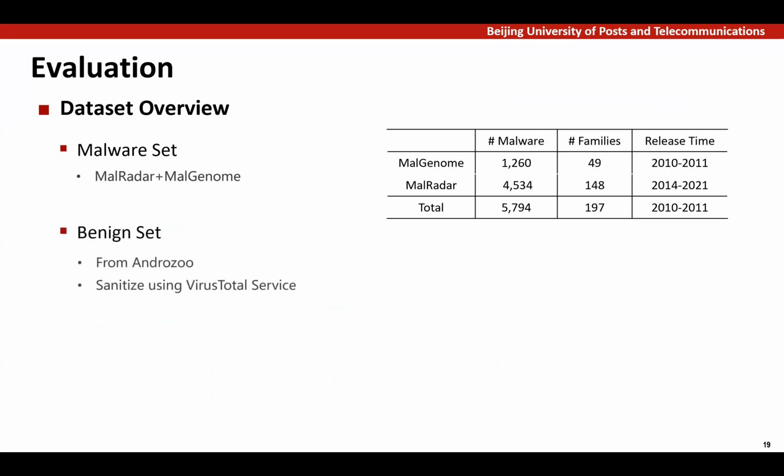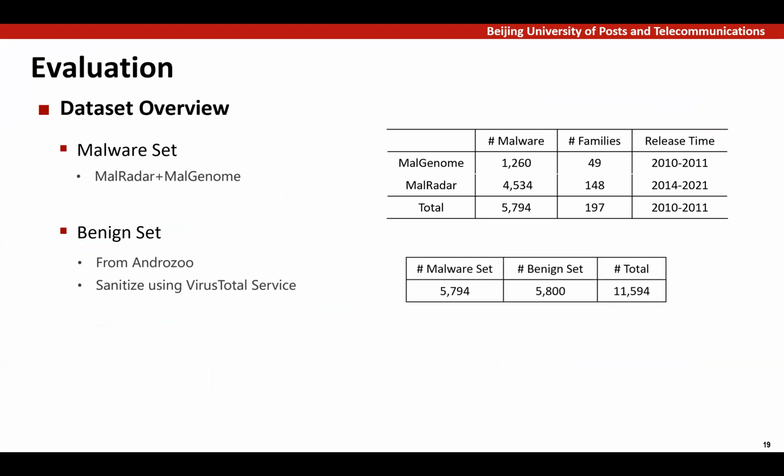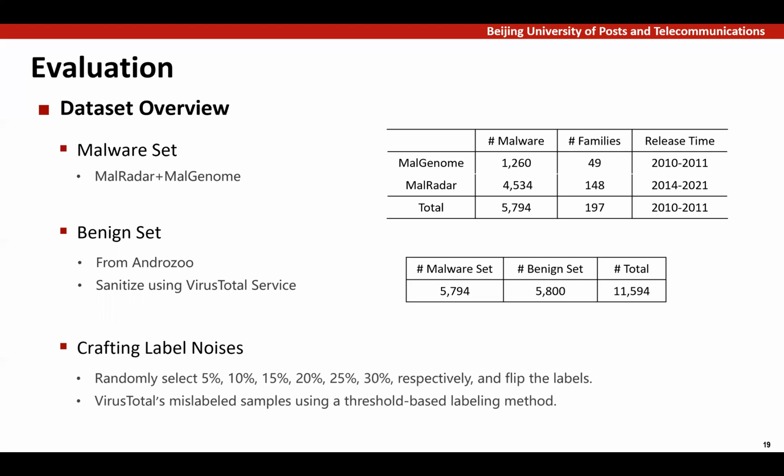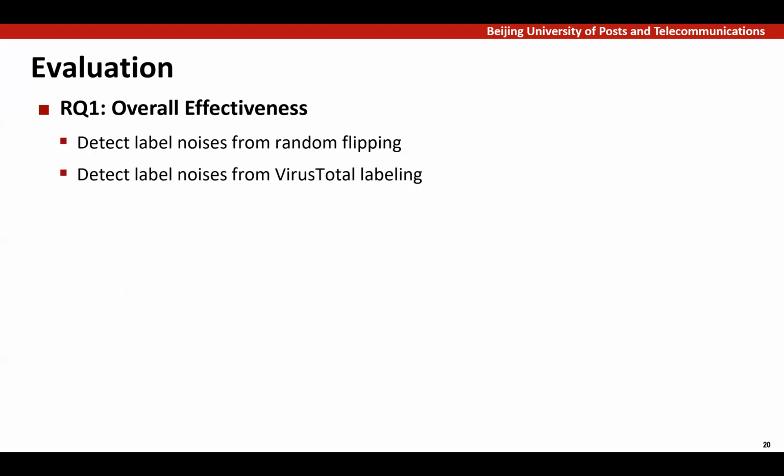Besides, we collect benign apps from AndroZoo and sanitize the benign dataset using VirusTotal scan results. We keep the number of benign apps comparable to the number of malicious apps, resulting in a total of over 11,000 samples. To examine MalWhiteout's capability on detecting label noise, we create some noisy labels in the dataset in two ways. First, we randomly select a certain percentage of the samples as noises whose labels are manually flipped. Second, we label the samples based on VirusTotal scan results using a threshold-based method and check the mislabeled ones as noises.